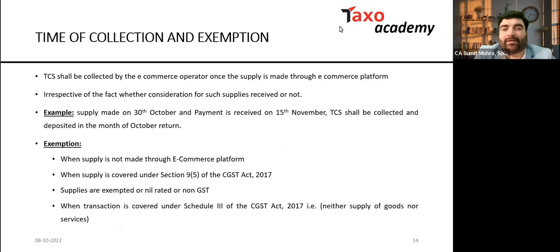Time of collection and exemption under TCS. TCS again, like I am the supplier. Flipkart is an e-commerce operator, and A is a buyer. So what I will do, I will place my product on the e-commerce portal, that is Flipkart. A will come on the Flipkart portal, A will place the order, and I will supply that product to A through the e-commerce operator, through Flipkart.